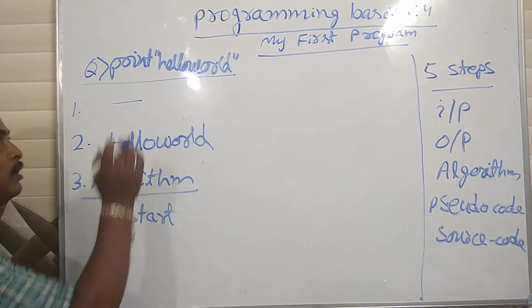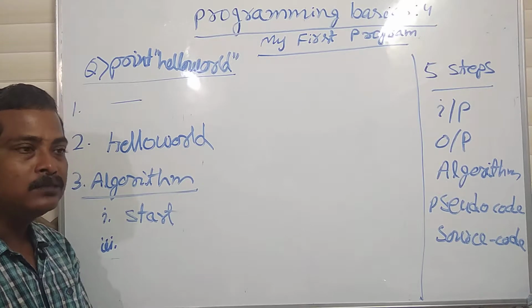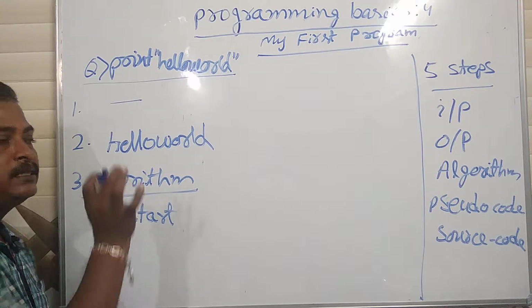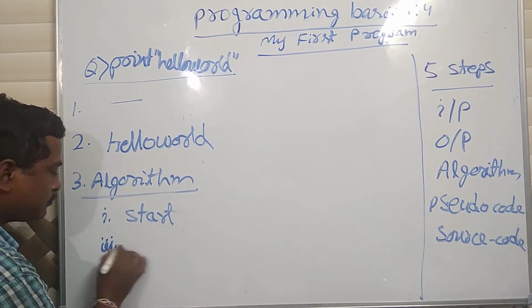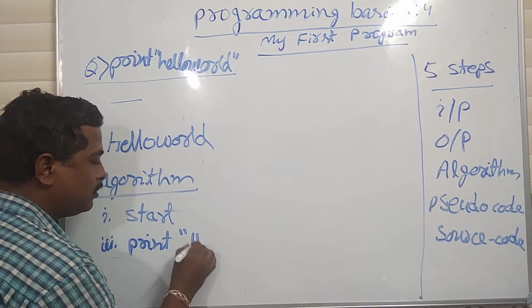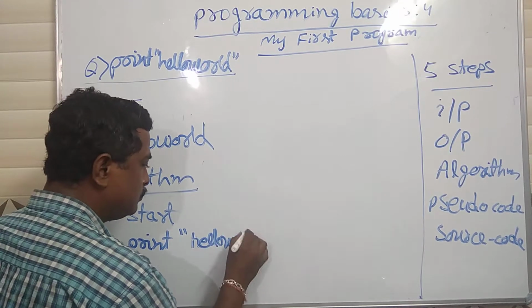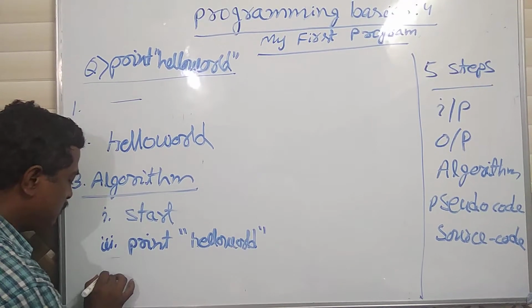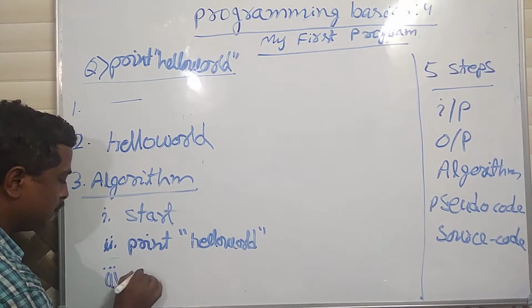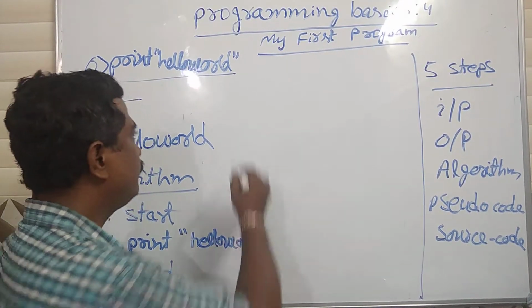Now start the algorithm. As in this program there is no calculation, no input, no procedures, I only want to print a statement. So you can write: print, inside double quotes, hello world. That is the algorithm only. Now the last step for all algorithms is end or stop. You may use any word.